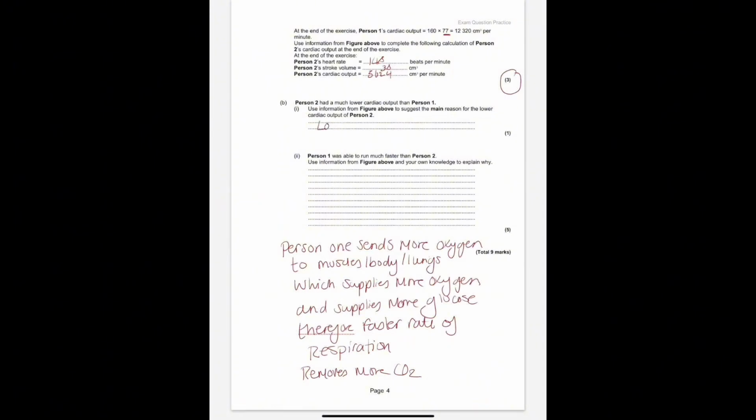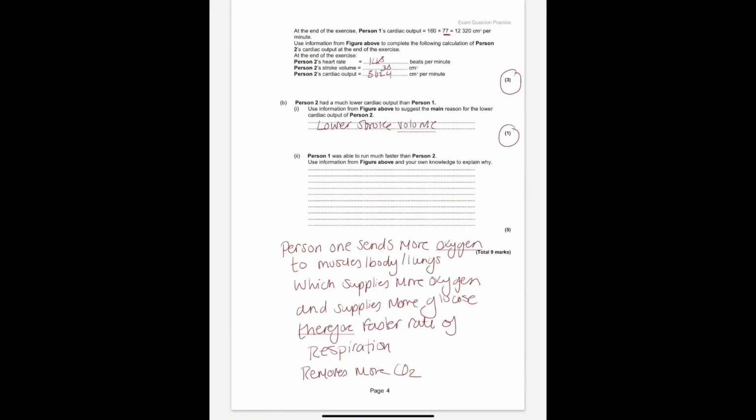So I'm going to write down lower stroke volume, and that will get you 1 mark. Okay, then that last question that we have here is worth 5 marks, and I've already written the answer down for you because I knew it would take me quite a while to write it down.